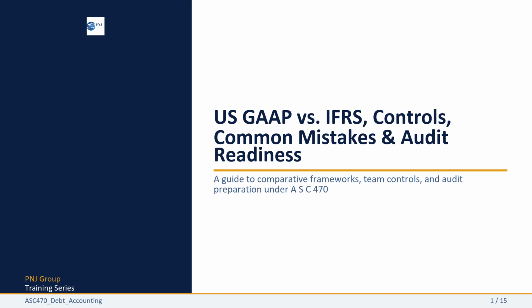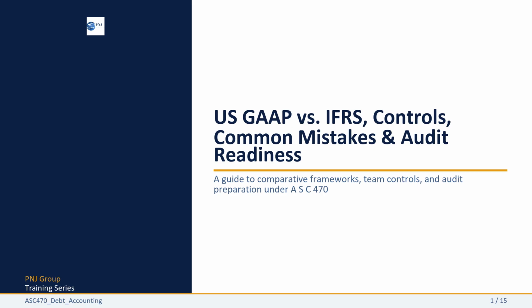Welcome to the final section of our ASC 470 Debt Accounting course. This section brings everything together. We will compare US GAAP with International Financial Reporting Standards, walk through the most common mistakes practitioners make, cover the controls and roles your team needs, and make sure you are fully prepared for what auditors will ask for.